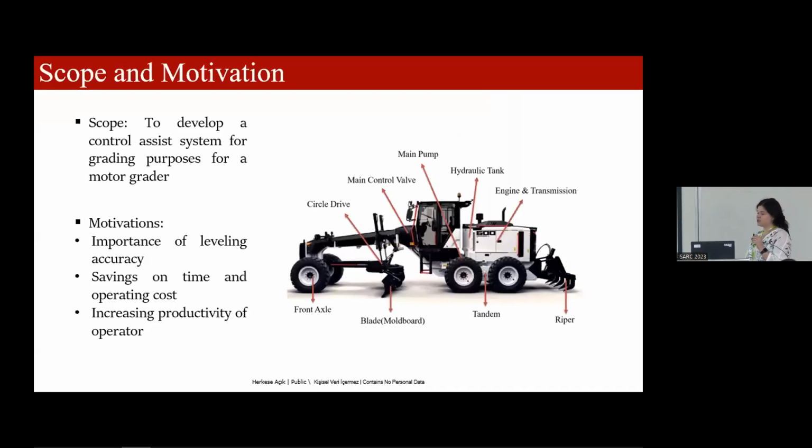A motor grader is a construction machine which is used in road construction, snow plowing, and leveling works. The blade is a permanent component to perform the machine functions. In traditional motor graders, the operator tries to set the desired height level using the joystick. Sometimes it is challenging for the operator because they have to both drive the machine and control the blade. So the study scope is to develop a control assist system for grading purposes for a motor grader. Our motivations are the importance of leveling accuracy, savings on time and operating costs, and increasing productivity of the operator.